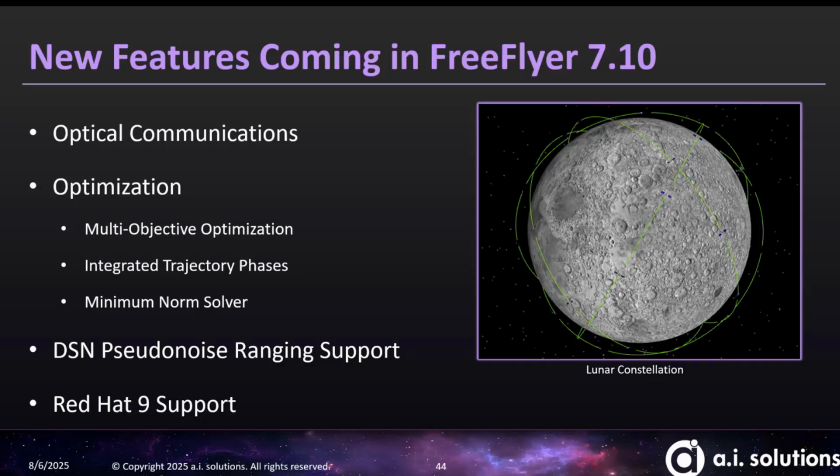enforcement using the dynamical enforcement method property. In addition to that, we've also added a minimum norm solver, and adding the support for the minimum norm solver essentially is a lightweight alternative to FreeFlyer's previously supported optimization engines. It's focused solely on solving constraints without considering the objective value and includes configurable options such as line search and bound enforcement methods, allowing users to control step handling and feasibility enhancement during constraint solving. Outside of that, we've also added DSN pseudonoise ranging support, and not as flashy, but also very important, we've included Red Hat 9 official support.